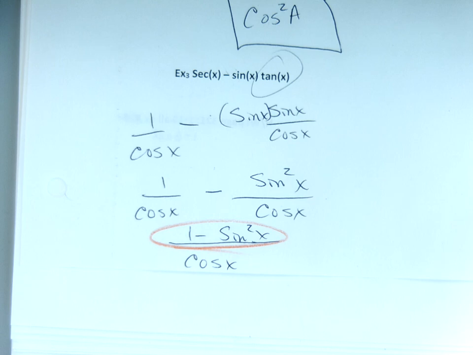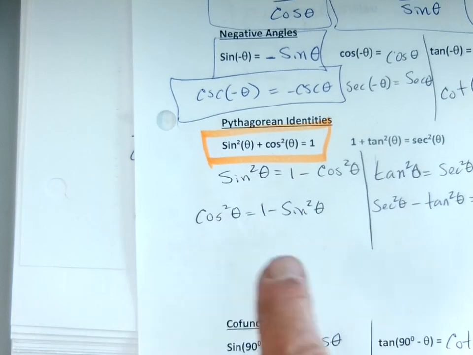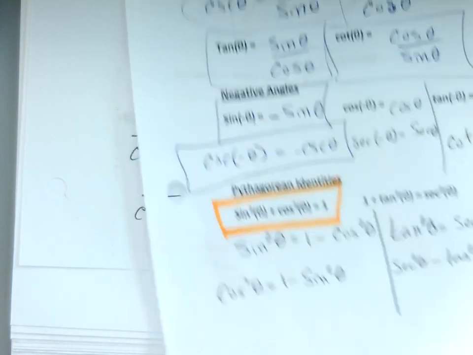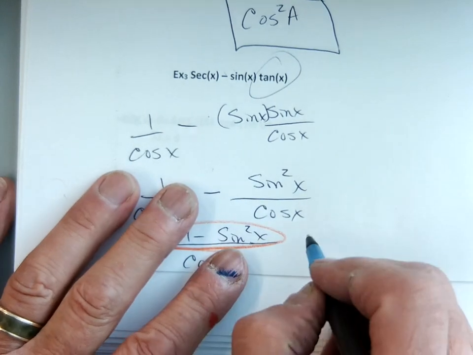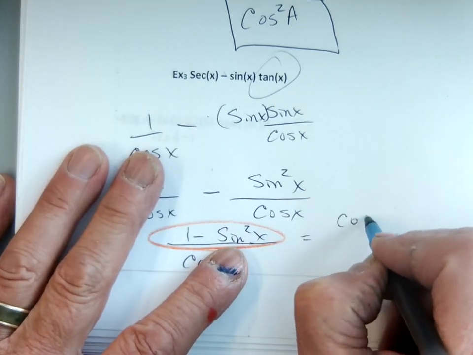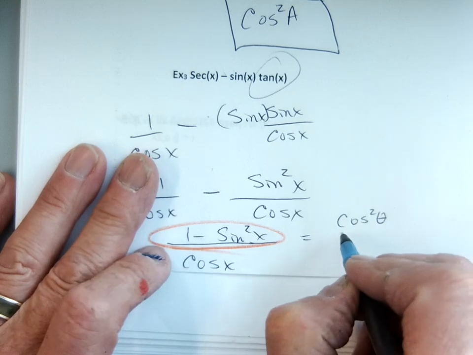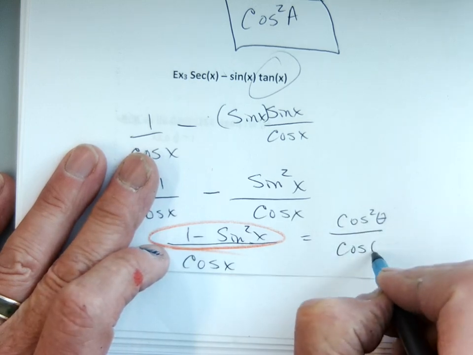So now, we have that identity, 1 minus sine squared somewhere. What is it? You guys see it? Cosine. It's cosine squared, right? I think if I look at my sheet, it's a squared. 1 minus sine squared is a cosine squared, so I'm going to rewrite this as a cosine squared theta over a cosine theta.